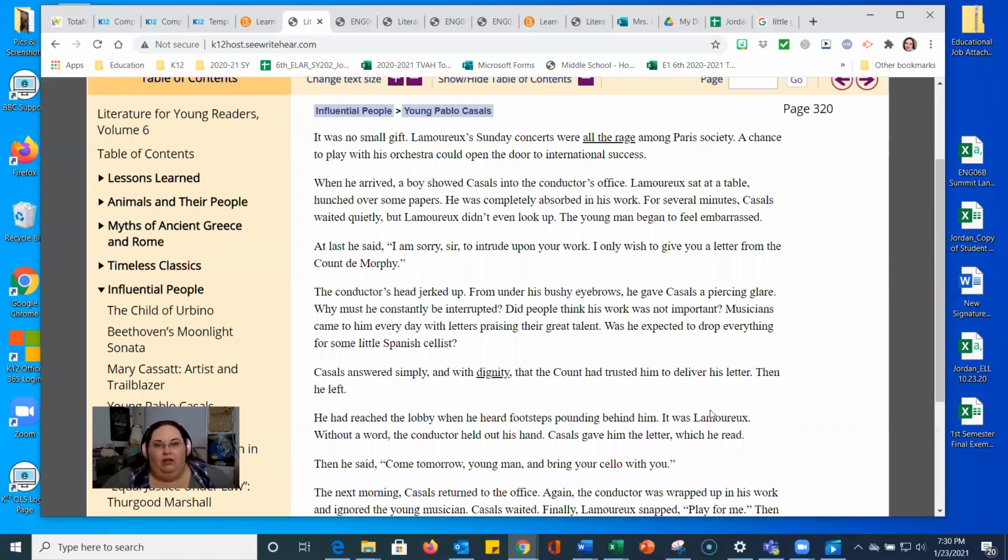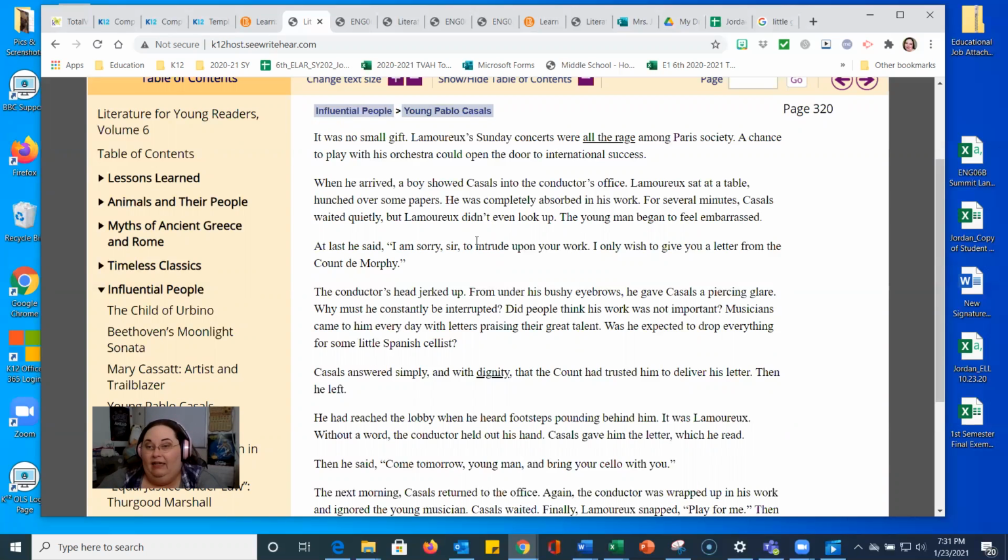It was no small gift. Lamoureux's Sunday concerts were all the rage among Paris society. A chance to play with his orchestra could open the door to international success. When he arrived, a boy showed Casals into the conductor's office. Lamoureux sat at the table, hunched over some papers. He was completely absorbed in his work. For several minutes, Casals waited quietly, but Lamoureux didn't even look up.